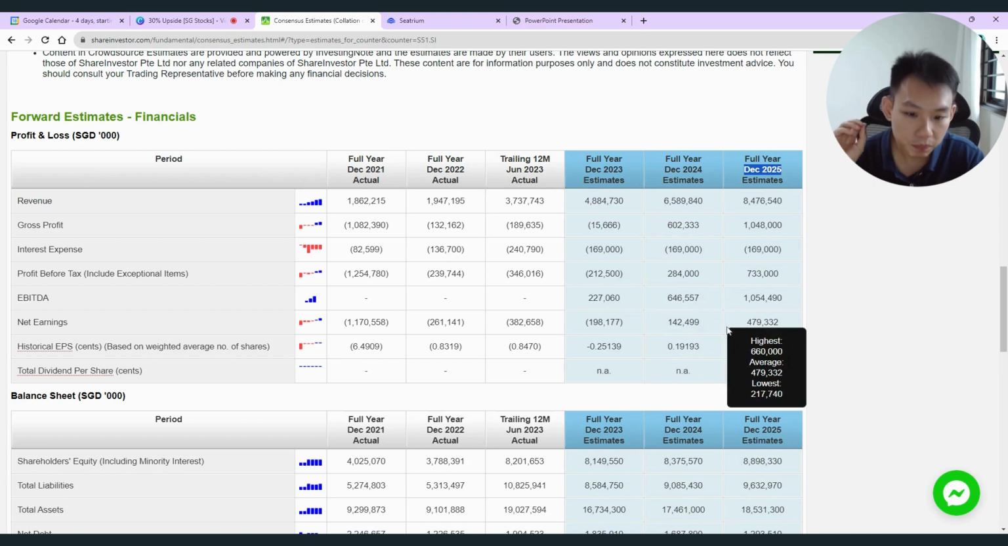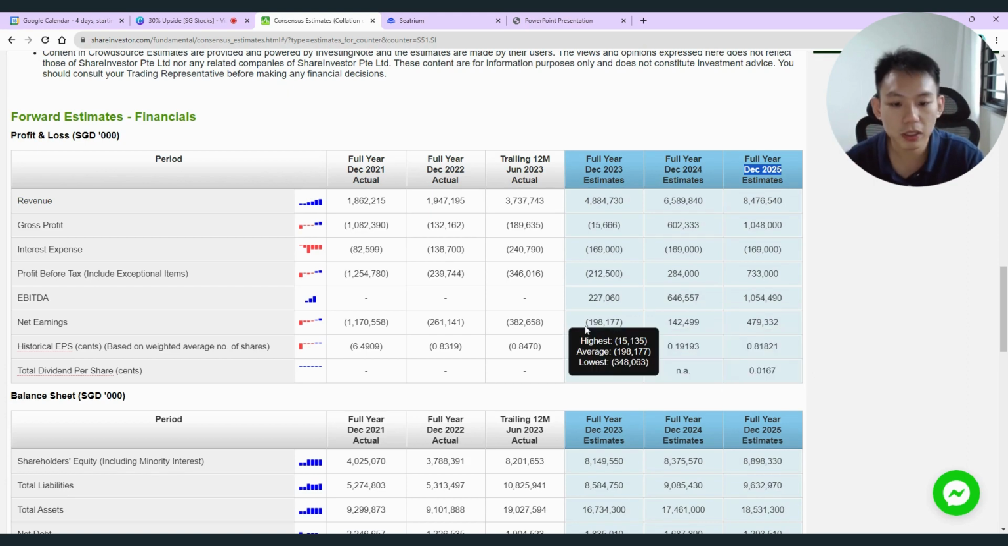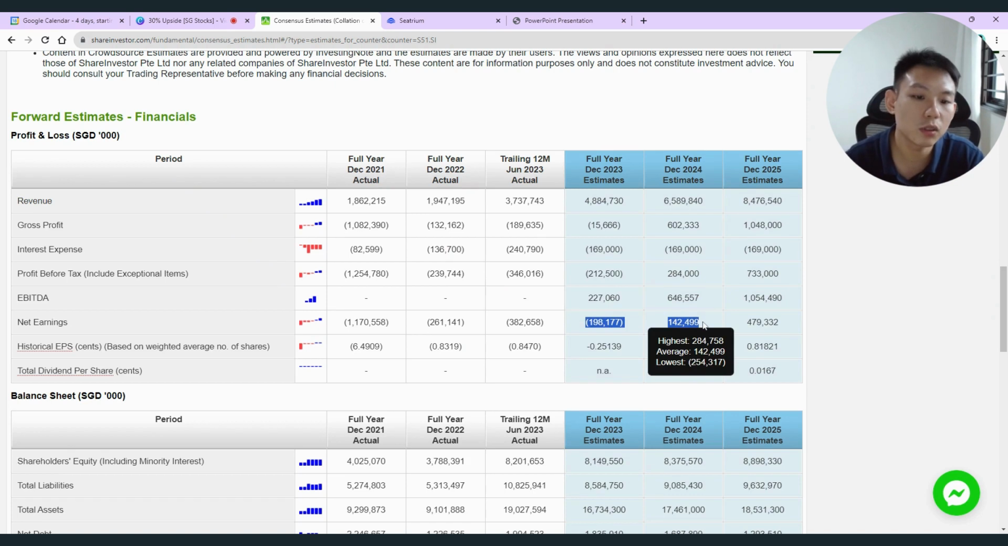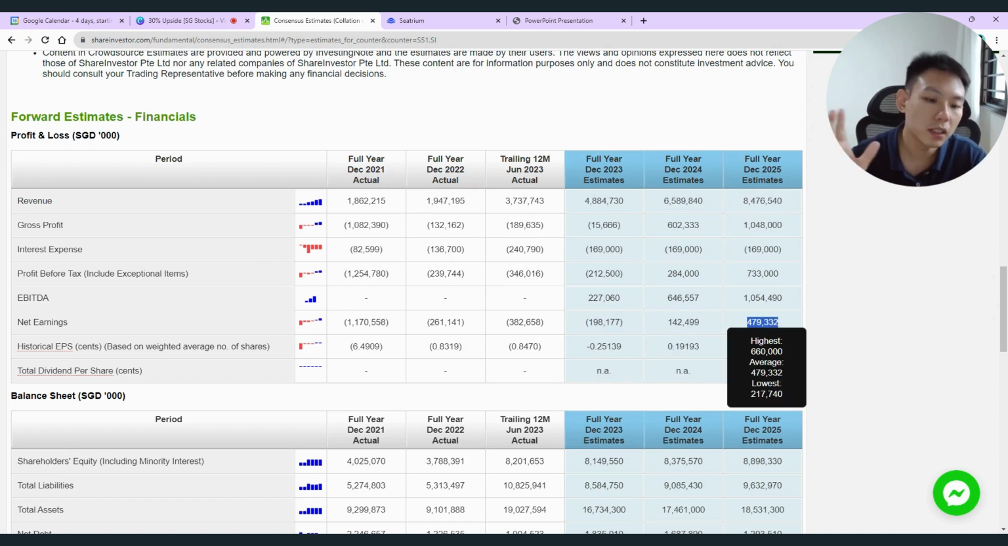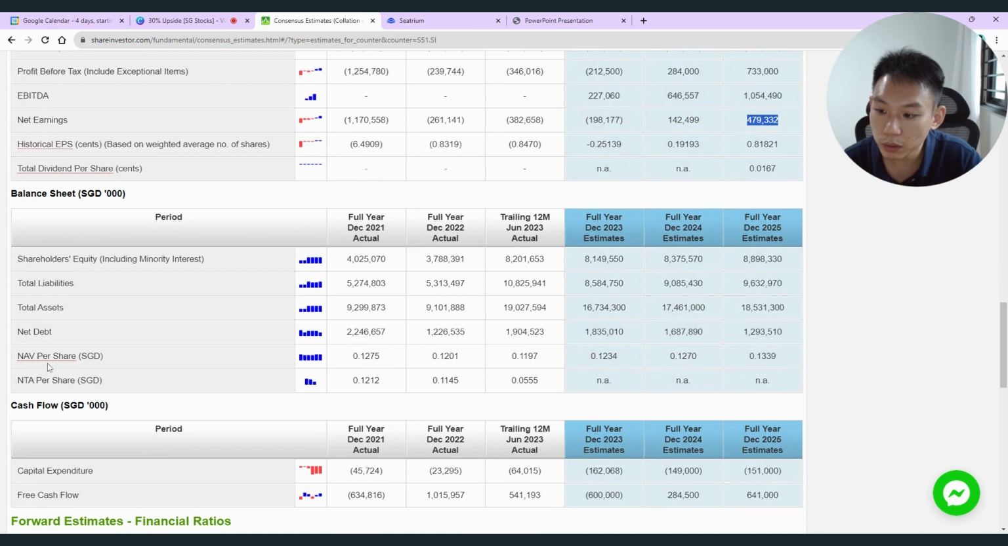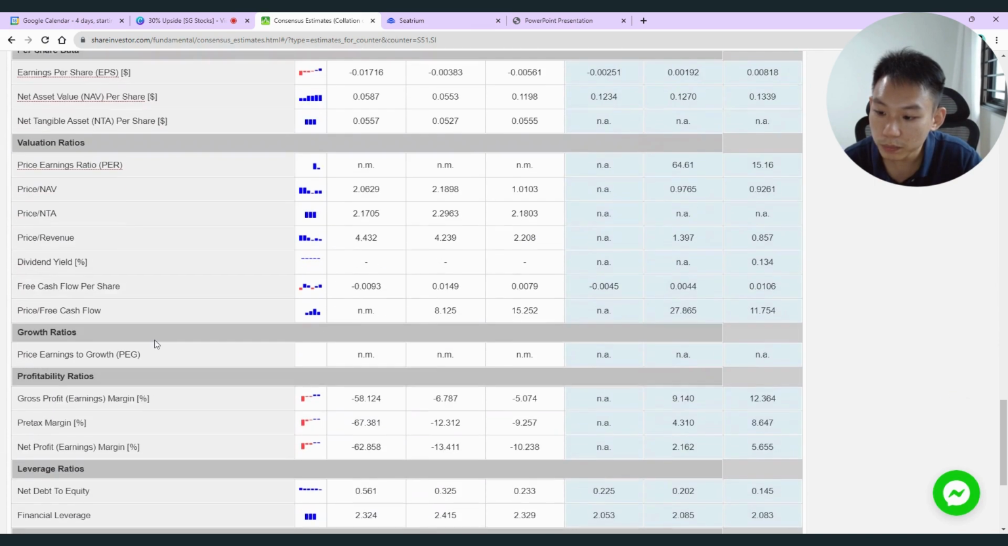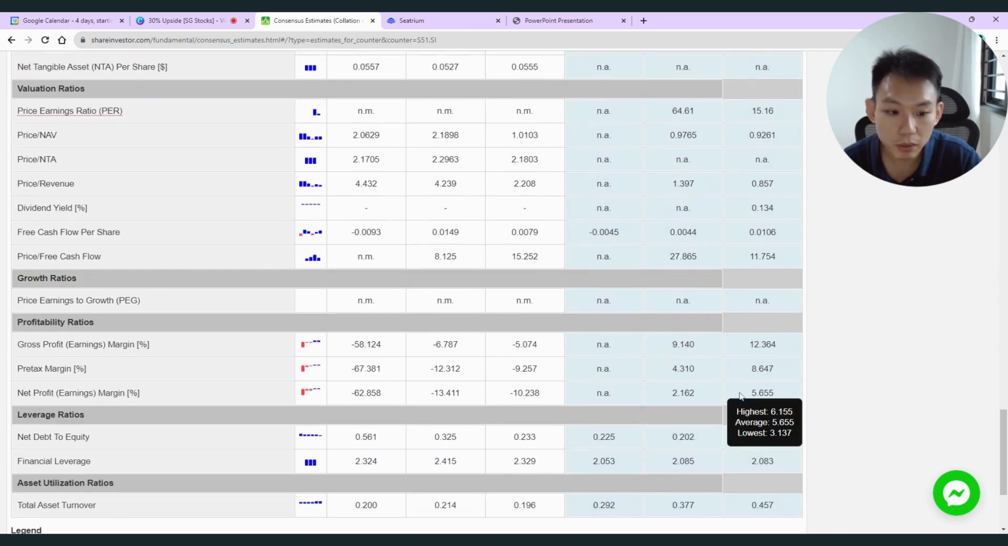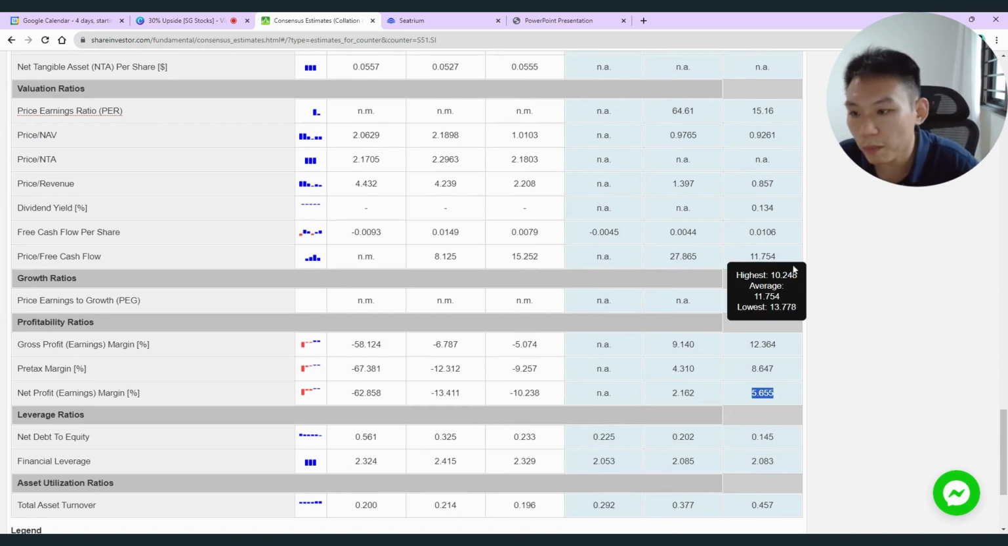All right, and eventually, analysts are also thinking that although it was loss making in the previous 3 years, they are going to turn around in 2024, and then the profits are going to stack up by 2025. If you look at the net profit margin, it will become a 5.6% margin come 2025.